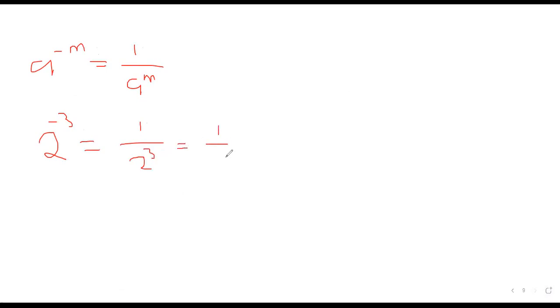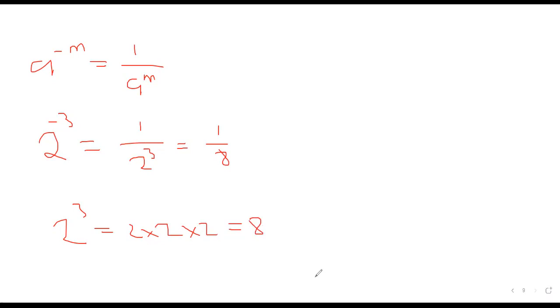Okay. So it also follows that if you have a to the power negative m, if you want to write it with a positive index, it's the same as 1 over a to the power m. So 2 to the power negative 3 is the same as what? 1 over 2 to the power 3, which will give you 1 over 8. I hope you know that 2 to the power 3 is the same as 2 times 2 times 2, which is 8. All right.